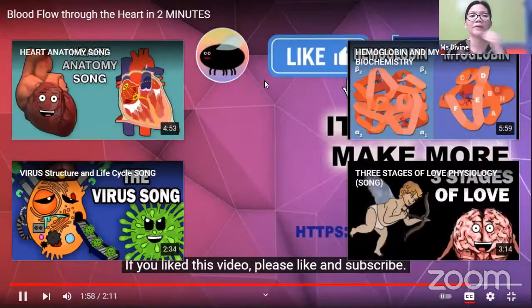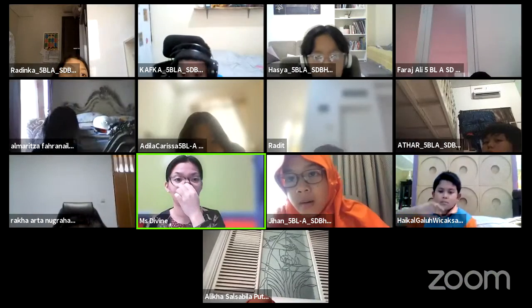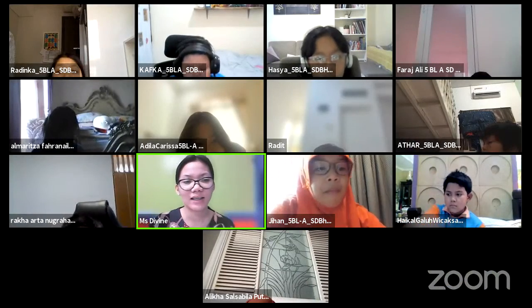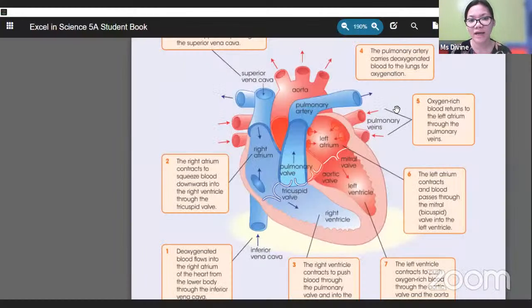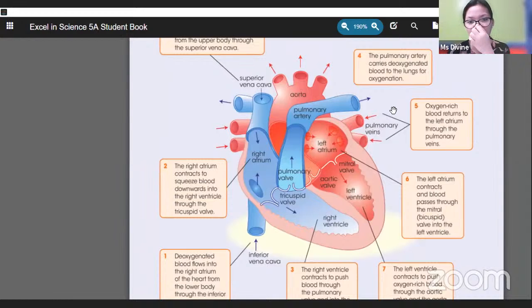It's kind of fast, right? Okay, so let's explain it one by one. So our heart has 4 chambers. We have the left and the right atrium, then the left and the right ventricle. Those are storage of the blood inside our heart.